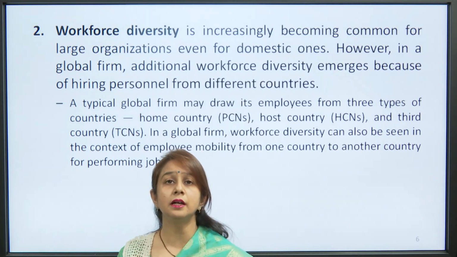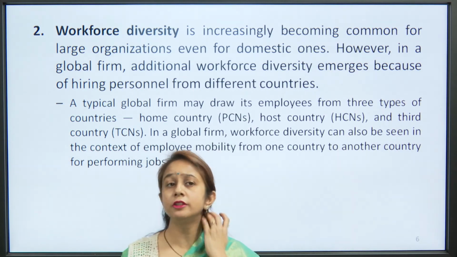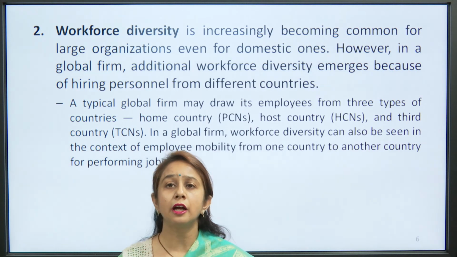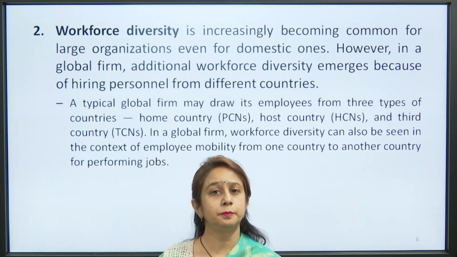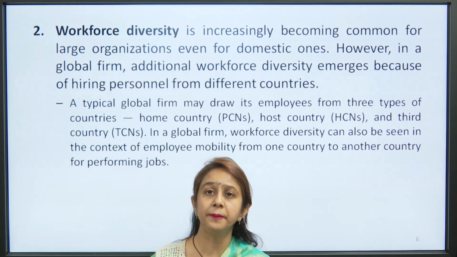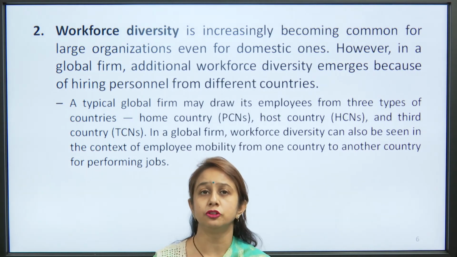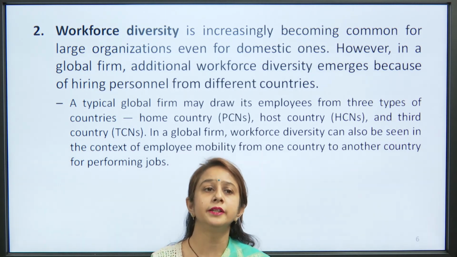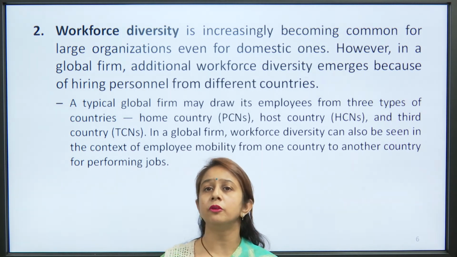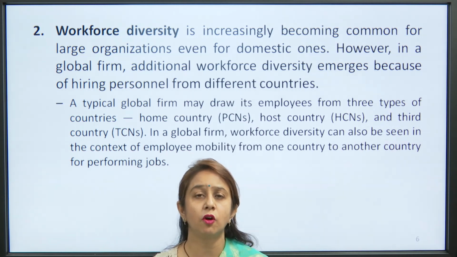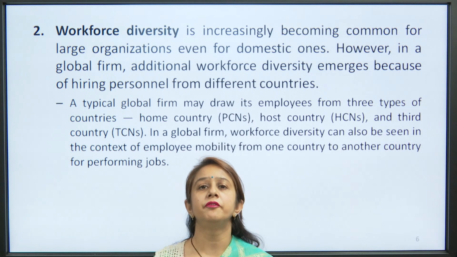Then the second one is workforce diversity. Workforce diversity means the people we have come from different backgrounds of specializations and experience, and different people are there in the organization. Workforce diversity is increasingly becoming common in large organizations, even for domestic ones. However, in a global firm, additional workforce diversity emerges because of hiring personnel from different countries.